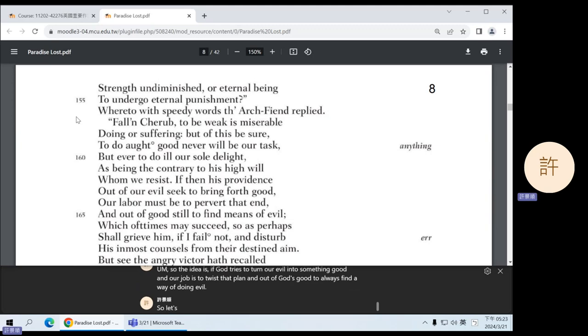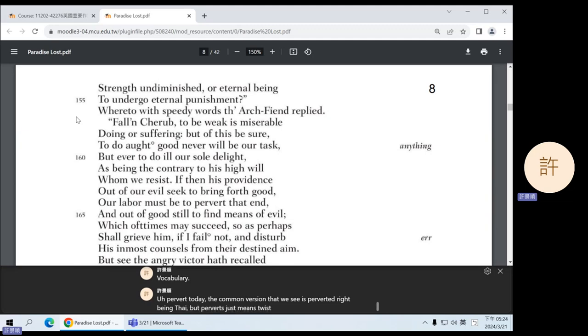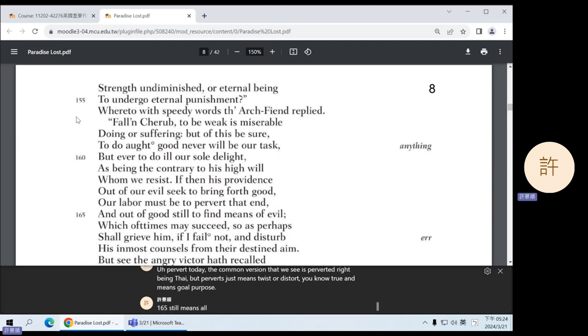So let's grab some vocabulary. Pervert. Today, the common version that we see is perverted, right? Bian tai. But pervert just means twist or distort. End means goal, purpose. Still means always. And means means a way. To find means means to find a way to do evil.